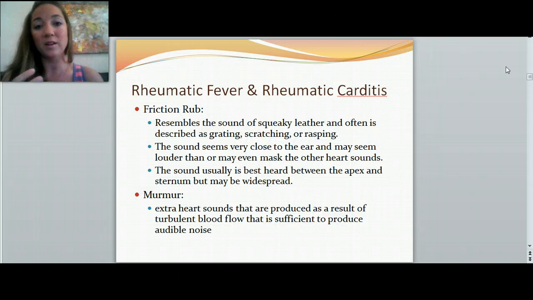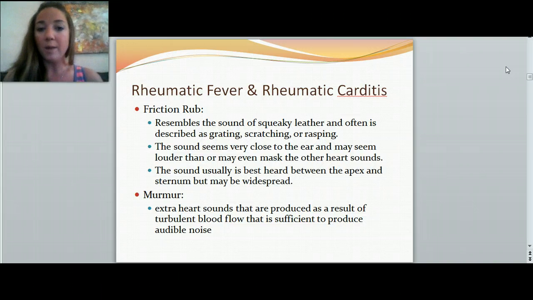And you might even not be able to hear their regular heart sounds below the friction rub sound because it is pretty loud. It's usually best heard whenever you listen between the apex and the sternum, but it can be pretty widespread. Whenever I've heard it on a patient, I hear it anywhere I listen, but I guess they say if it's a mild friction rub, you can really hear it between the apex and the sternum.